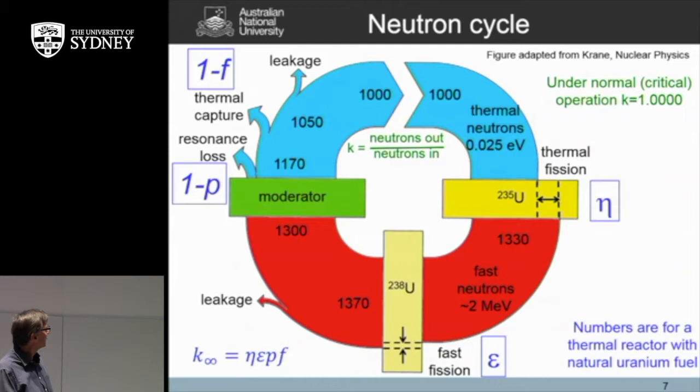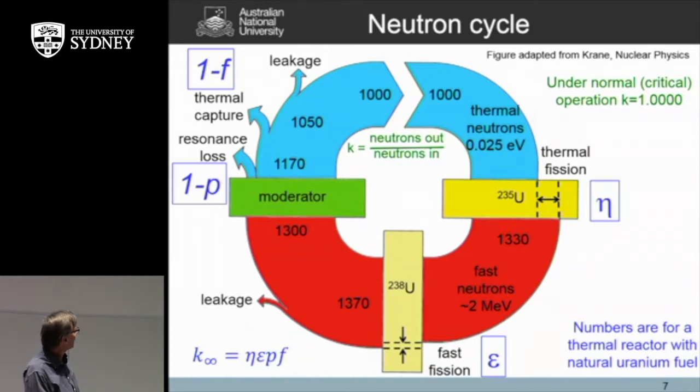Let's go past those and we come to this moderation process. I'm going to talk about moderation in more detail in a couple of minutes. This is the process of slowing down the neutrons from 2 MeV to 0.025 electron volts.